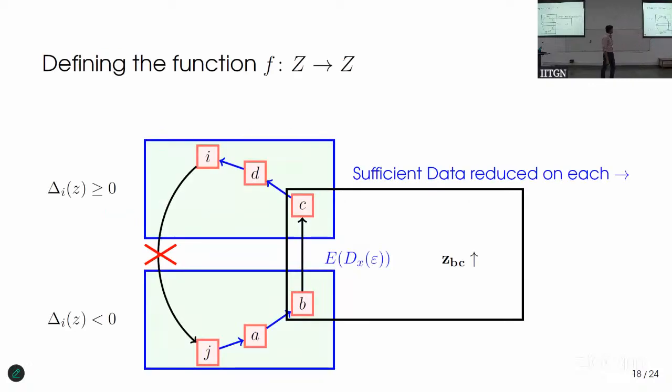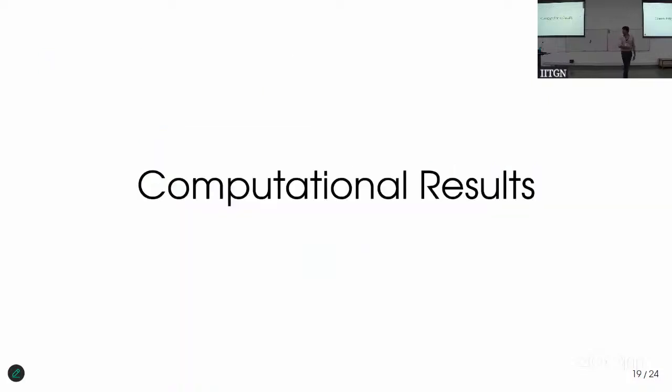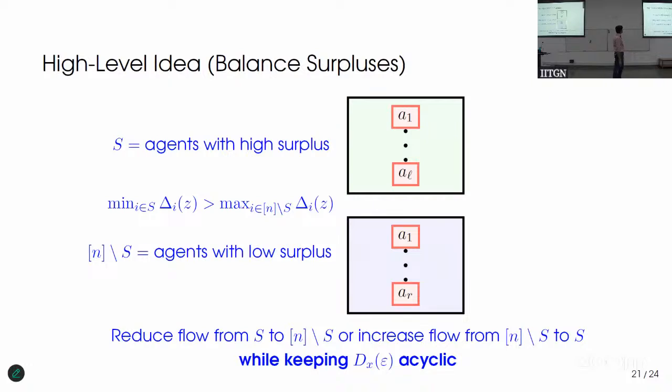So this basically shows the existence of reciprocal and core-stable exchange. I think I don't have much time, so I won't get into the details of computational results, but I'll just tell you the high-level idea. At a very high level, our algorithm is the same, in that it maintains the set of agents with high surpluses and the set of agents with low surpluses. And the exchange is such that the dependency graph is acyclic, so we get core stability for free.